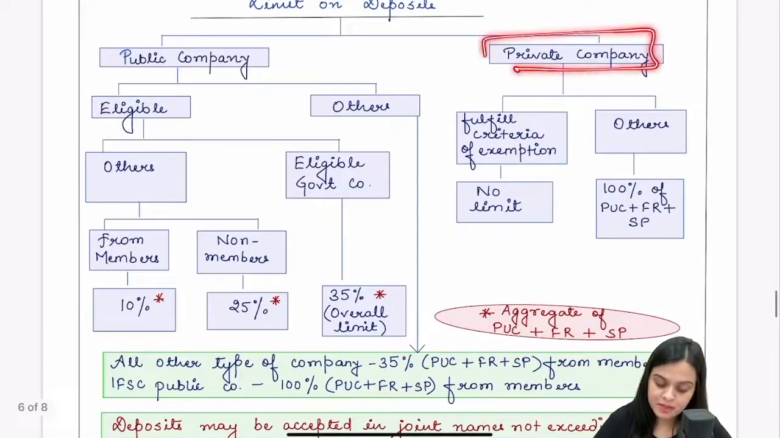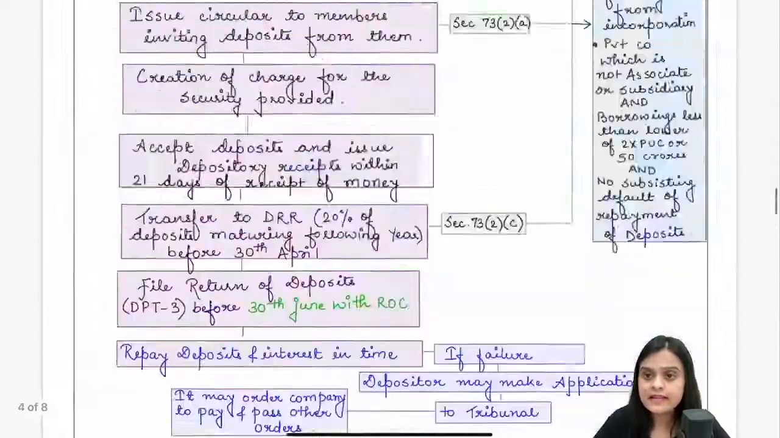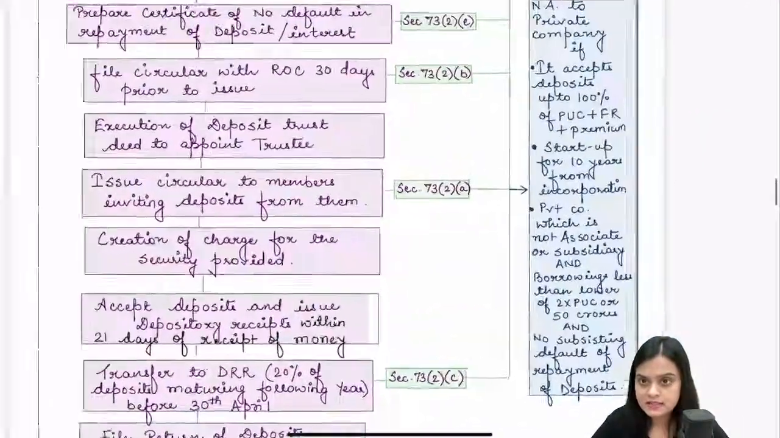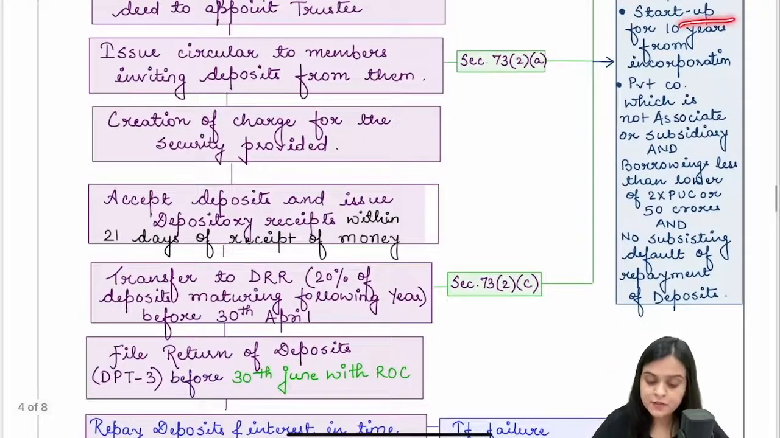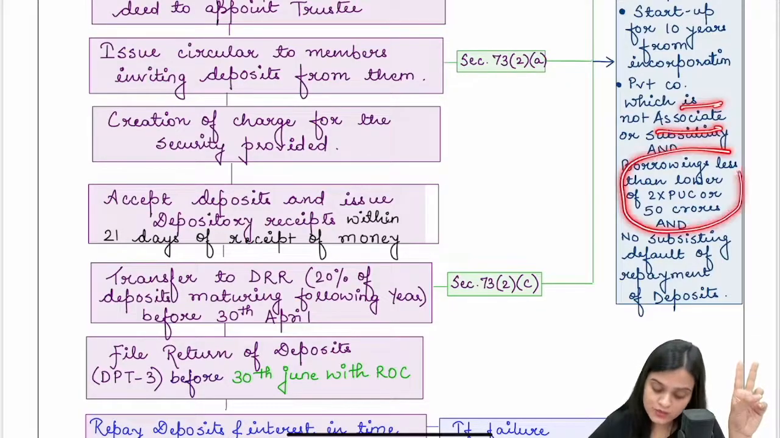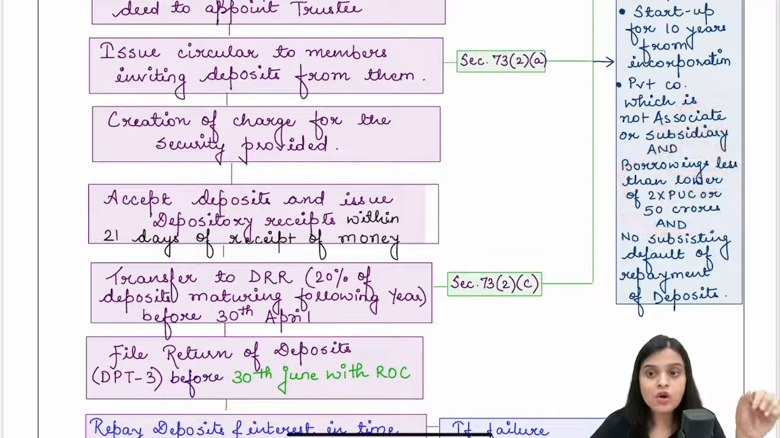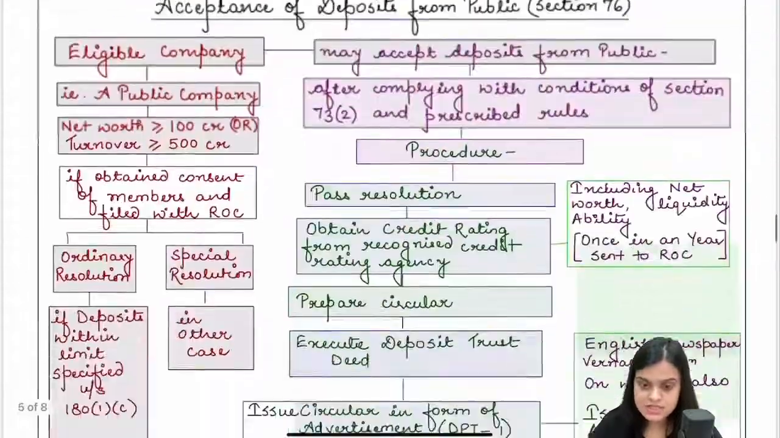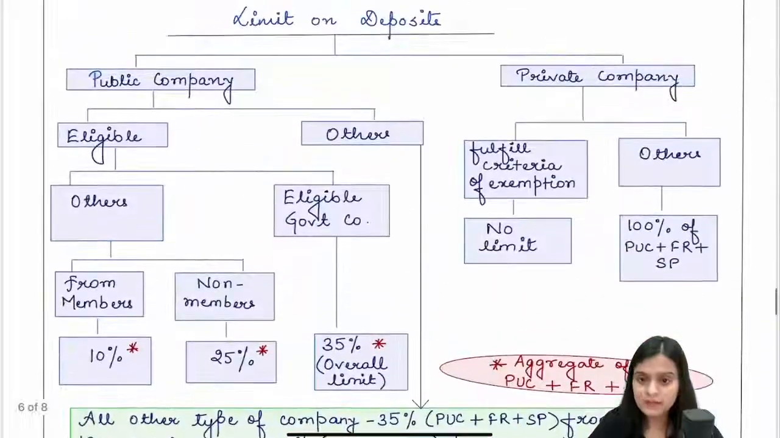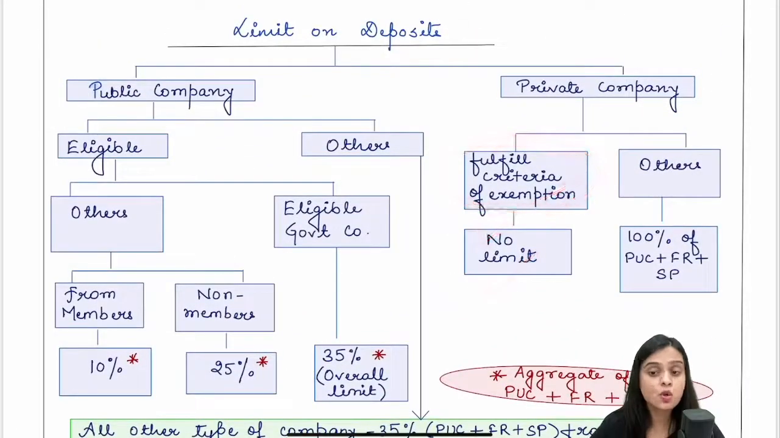If you are a private company and you fulfill certain criteria of exemption, that is this, then there is absolutely no limit on you. That means if you are a startup for 10 years, a private company which is not an associate or subsidiary, and your borrowings are less than the lower of 2 times of paid up capital or 50 crores, and there is no default in repayment of deposits. If you comply with these conditions, then there is absolutely no limit. If you fulfill the criteria of exemption, no limit. You can accept as many deposits as you want to.